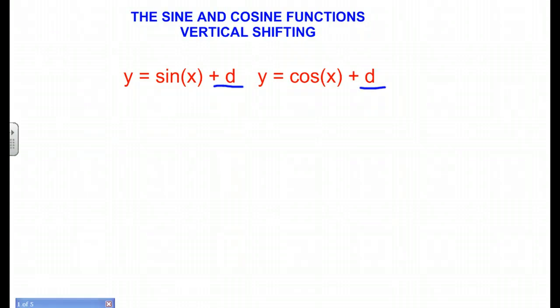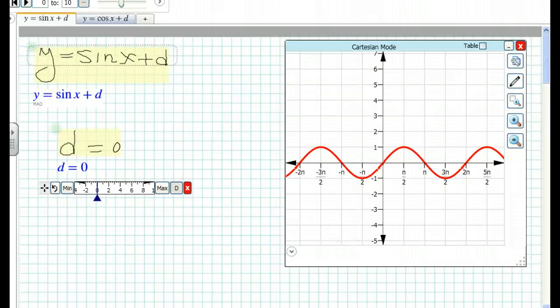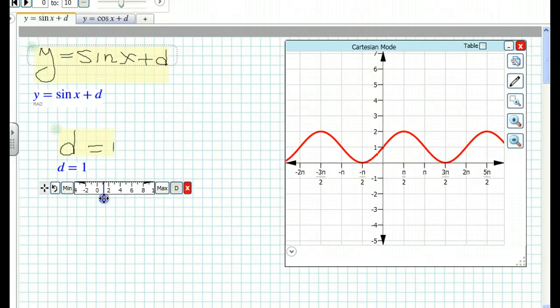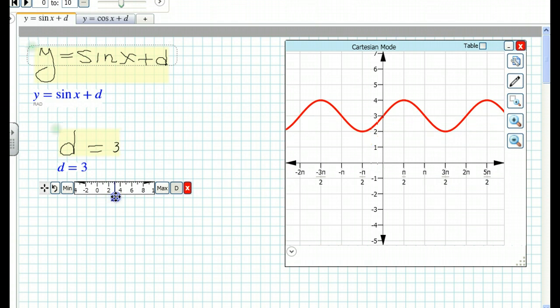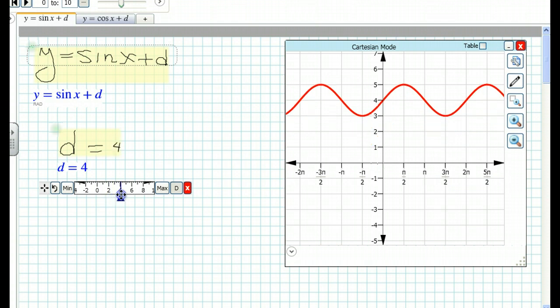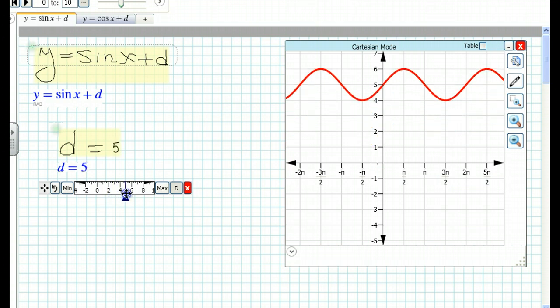So let's look at a problem. Notice here we have y equals the sine of x plus d. D in this case is 0. And so you see the graph of y equals the sine of x on the right-hand side. If we were to increase the value of d by moving this little slider, notice as I move the slider over, d becomes 1. Watch what happens to the graph. 2, d is 3. So now it's y equals the sine of x plus 4, sine of x plus 5, sine of x plus 6, and so on.